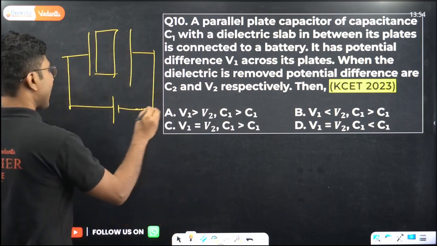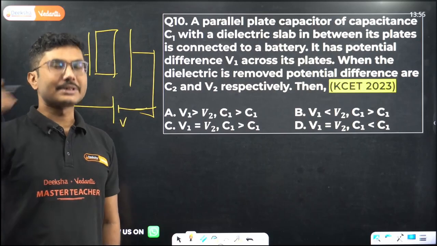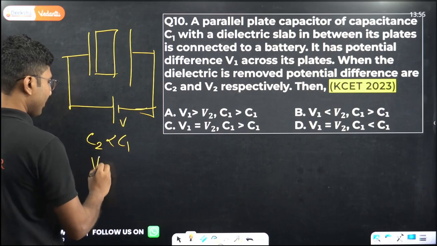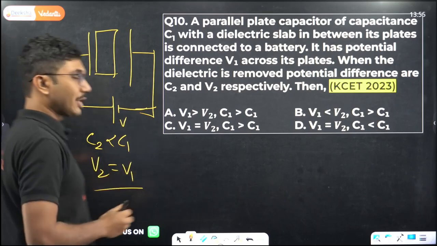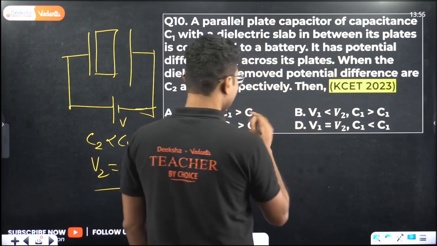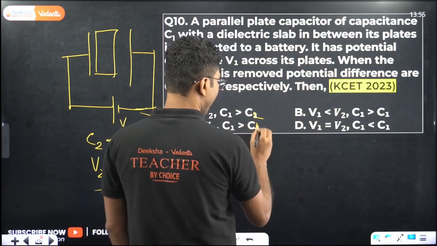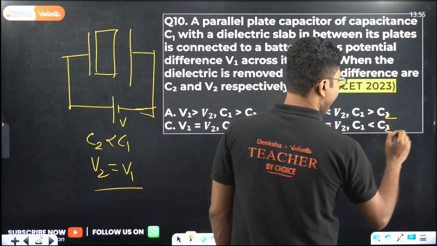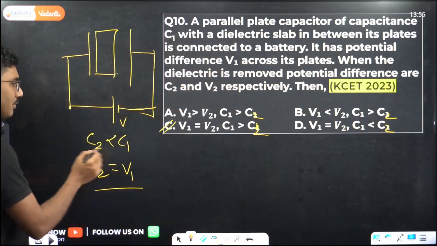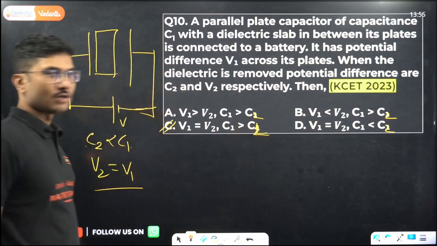Because it is connected to the battery, without being removed from the battery, the voltage should remain constant, but capacitance should decrease. So C2 must be less than C1, but V2 should be equal to V1. So capacitance decreases, voltage remains the same. I think there is a small typo here, so all of these will be 2. So the correct answer is V1 equals V2, C1 greater than C2. That means the correct answer is option C.